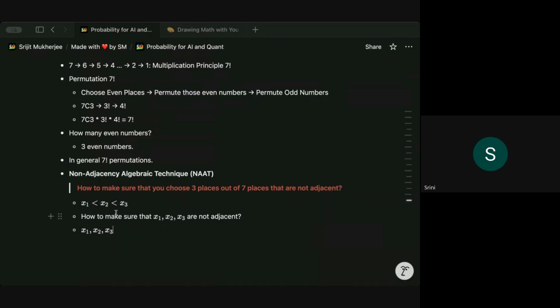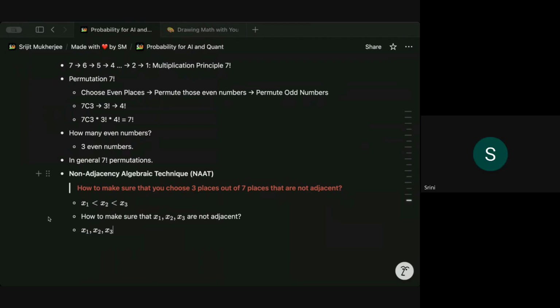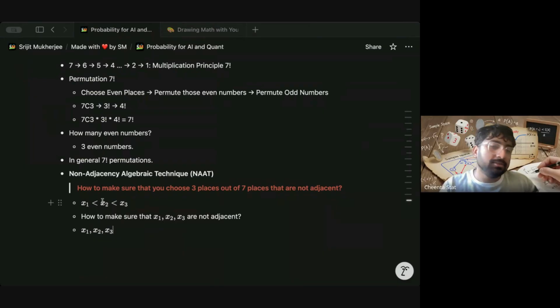I mean minus 2, right? And then x3 can be from x2 plus 1 until the end. But there's a better way to do it. The thing here is that x1, x2, x3 are kind of independent here. Do you see the point? Not independent, what I'm saying is that x2 is greater than x1. We want to keep this inequality, but we want to add something.